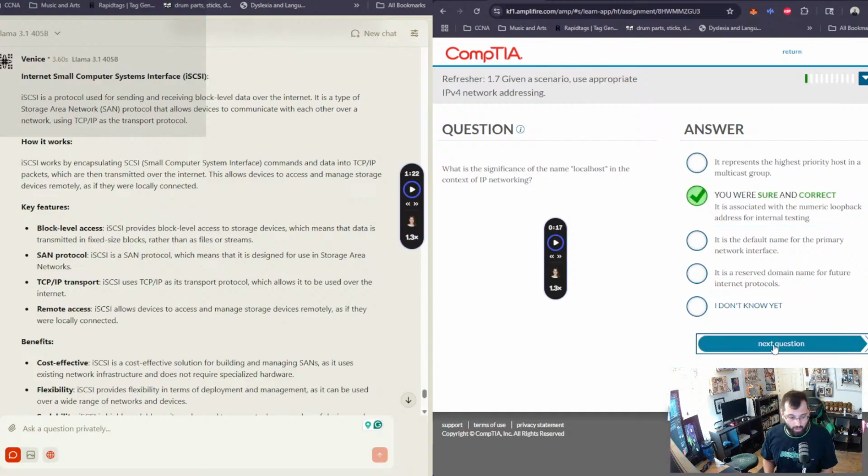Yeah, loopback. That's a puppy. 169, a puppy.